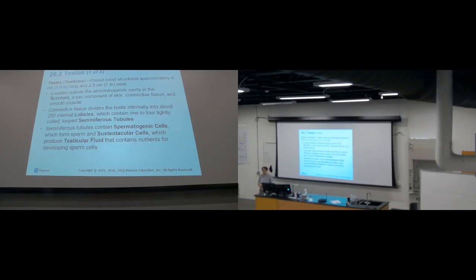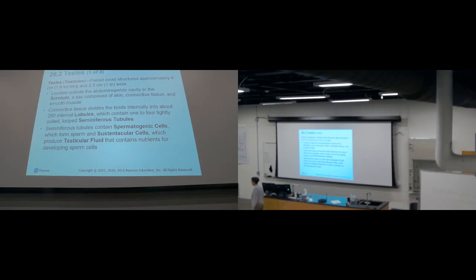So we will see better details of each of these organs. The testicles are paired ovoid structures that measure 4 centimeters by 2.5 centimeters in dimension. They are protected by the scrotum, and in the adult, they are protected by this smooth muscle and connective tissue that is located inside the scrotum. Internally, the testes are subdivided into lobules, around 250.